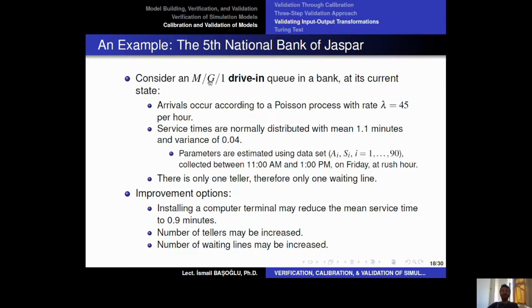And we have a general service time, and it is normally distributed with mean 1.1 minutes and variance of 0.04 minutes squared. And the parameters are estimated using data sets. So we have observed 90 automobiles. For 90 automobiles, we have observed their inter-arrival times and the service times between 11 a.m. and 1 p.m. on Friday at rush hour.